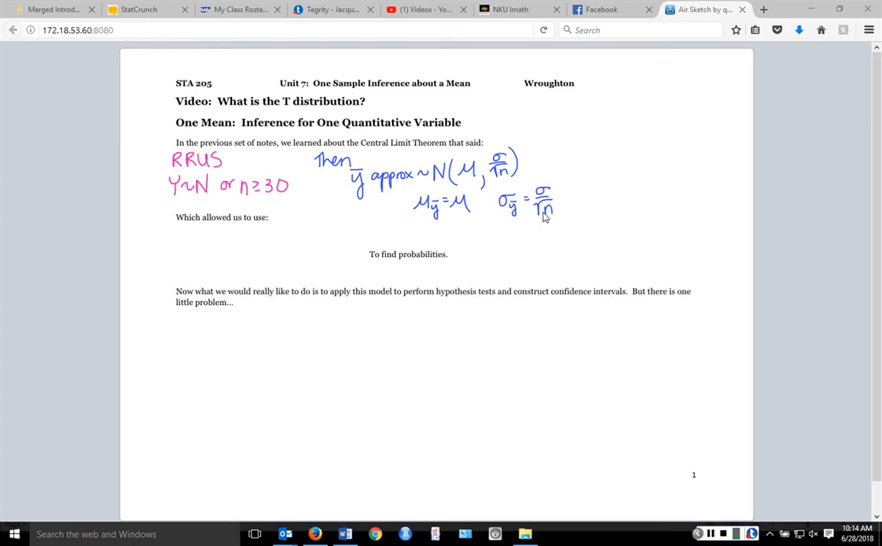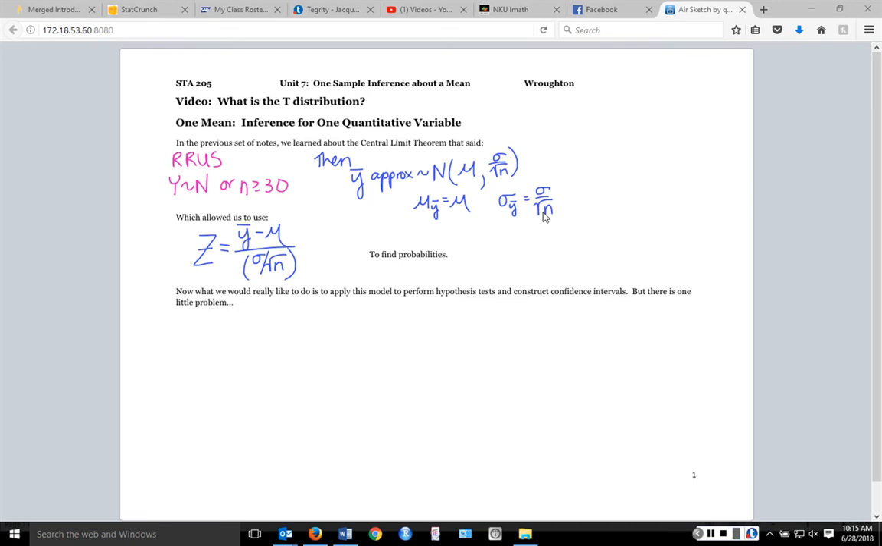And so we knew we could use this normal distribution, which allows us to use other things that we've learned with the normal distribution. We could calculate our z-score by taking our sample mean minus the mean of y bar, which was mu, divided by the standard deviation of y bar, which was sigma over the square root of n. And we could use that to find probabilities using our table just as before.